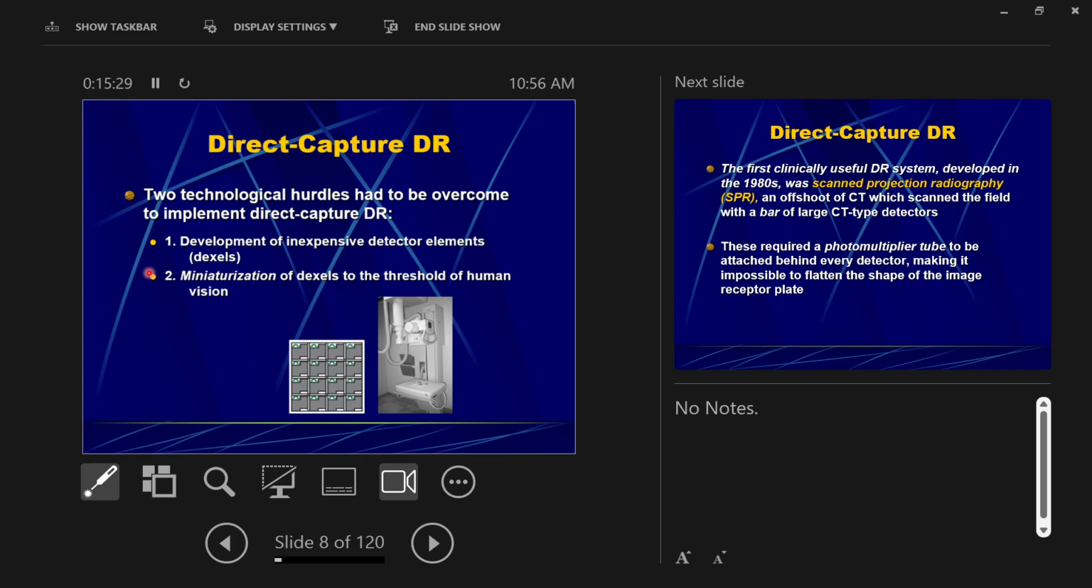The second requirement is they had to be small, okay? We had to be able to make them small enough to where we couldn't see them. You know, we have good high resolution monitors, right? But your high resolution monitor would mean nothing if your detector cell was 10 times the size of a pixel, right? Then you're still going to end up with grainy, blocky images, okay? So you had to have small detector cells, detector elements. So miniaturization of the DEL cells and inexpensive ones.